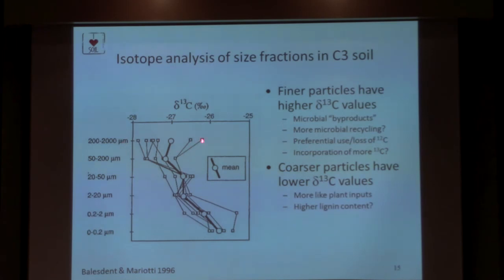And these coarser particles, the sand-sized particles, have more of a range, right? But they also tend to be lighter. So they're actually more like the plant inputs, right? Maybe because they have more lignin. These types of patterns have been observed in a lot of situations, but we still don't know exactly why.